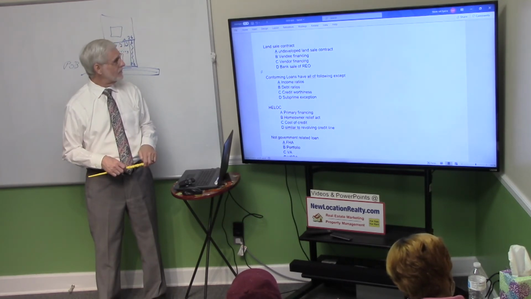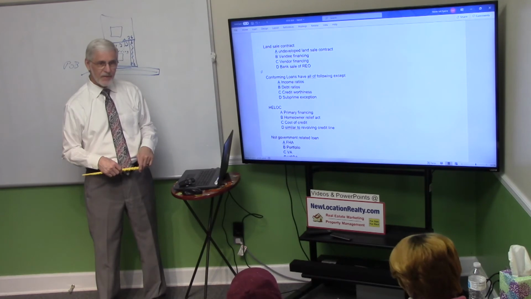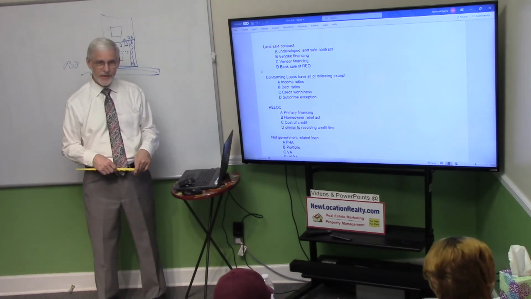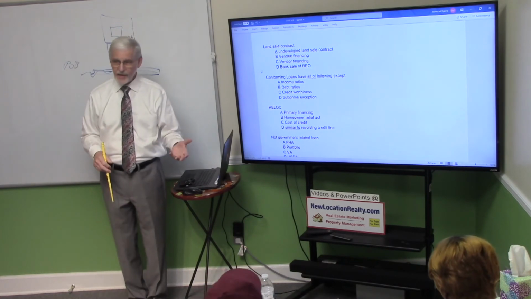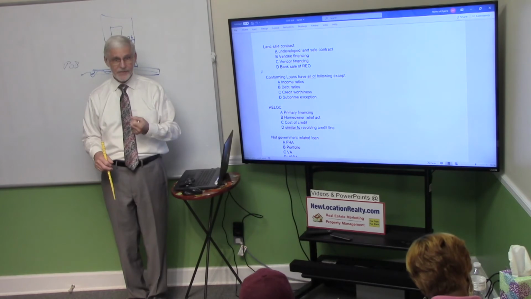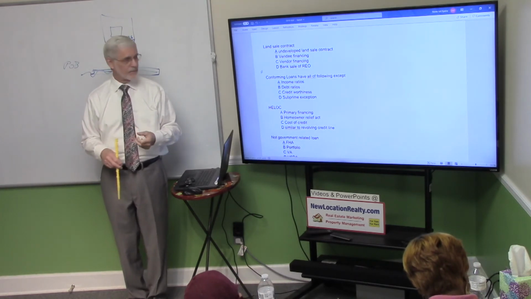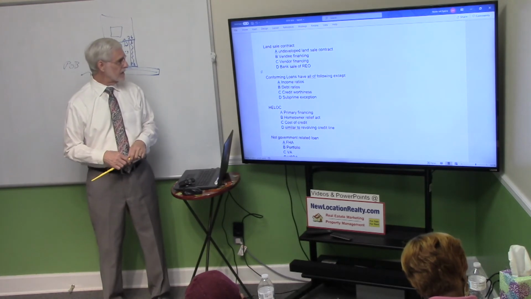Land sale contract. Vendor finance. Undeveloped land. Vendor financing? Yes, seller. Another word for vendor is seller. And your land sale contract is going to be where the seller is holding the mortgage. They're also holding the title. So it's vendor financing.